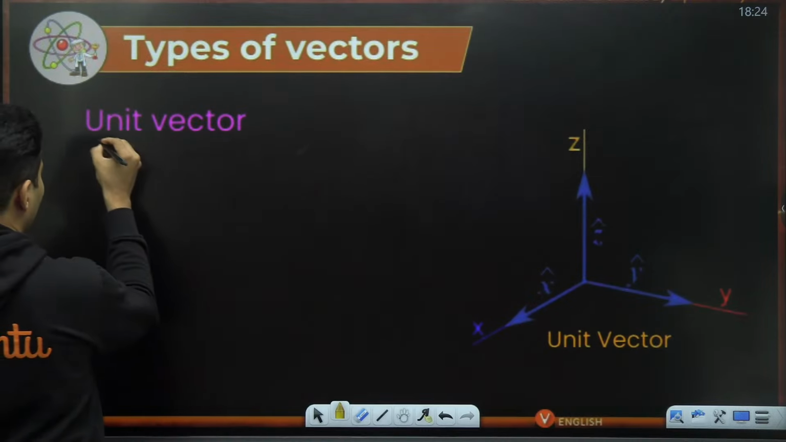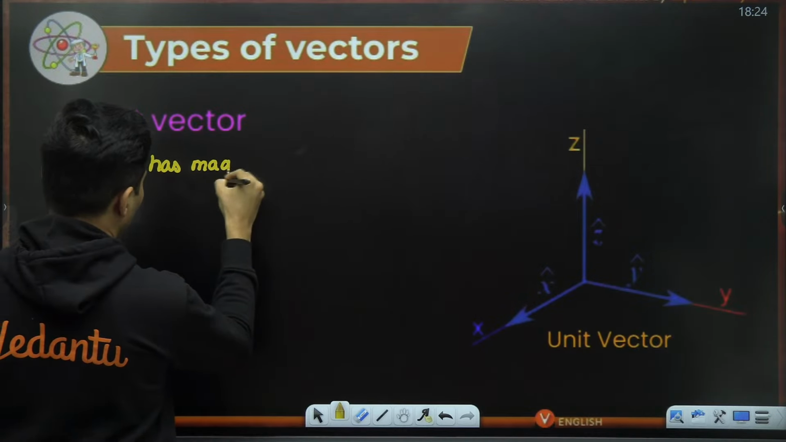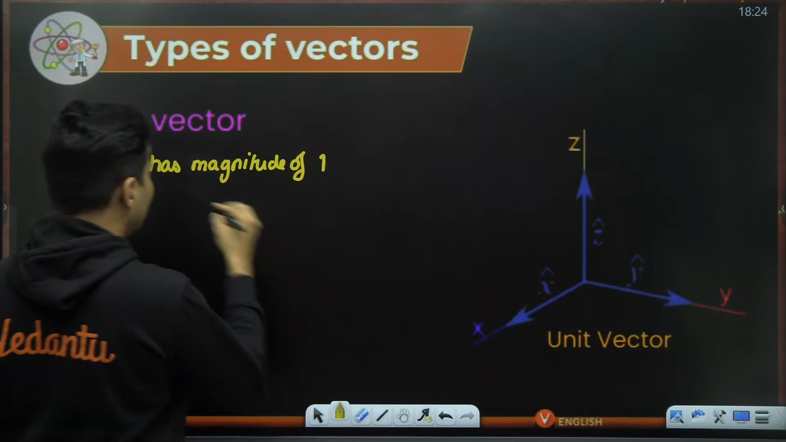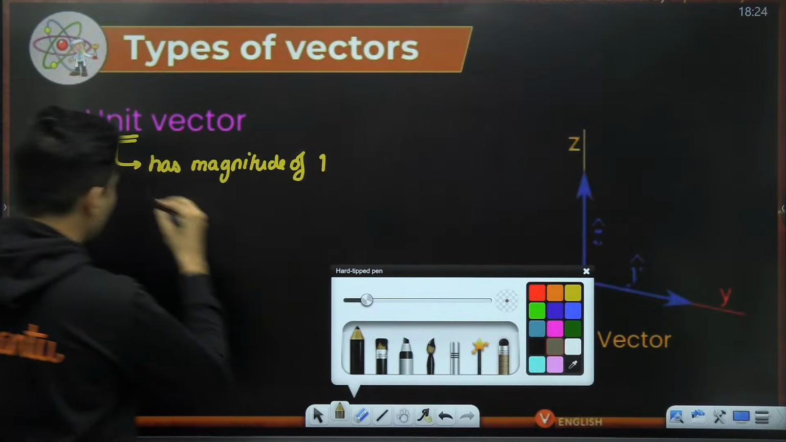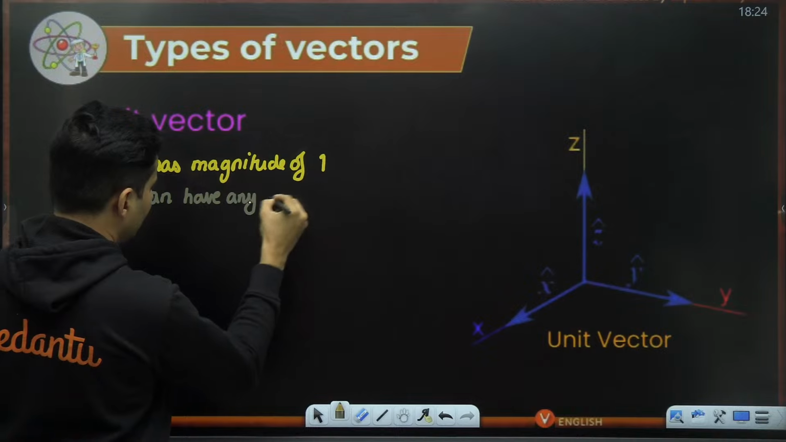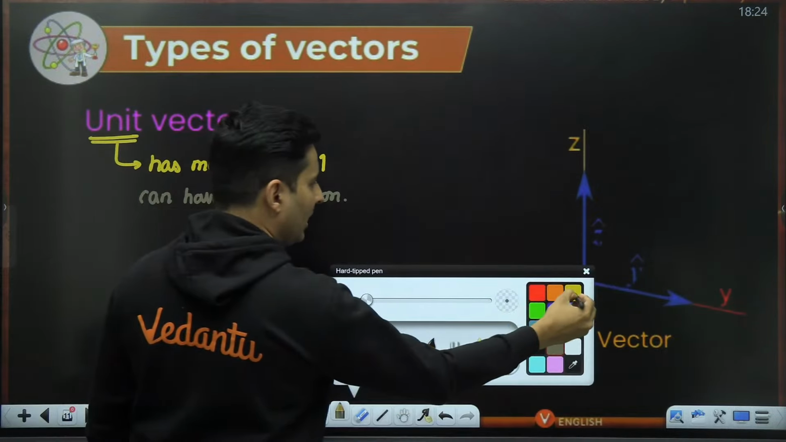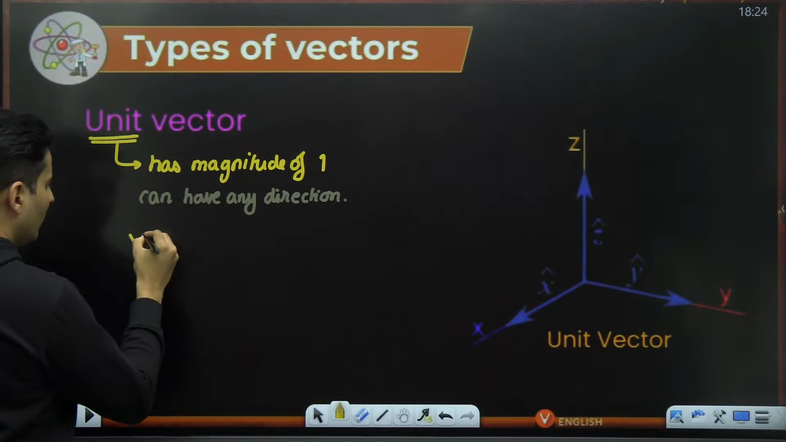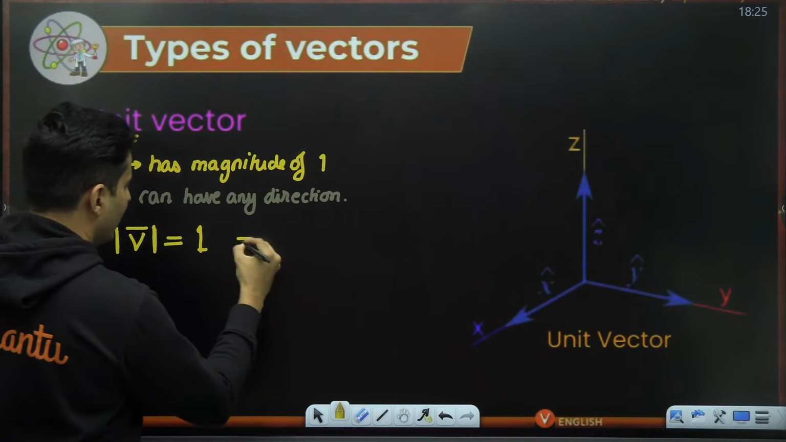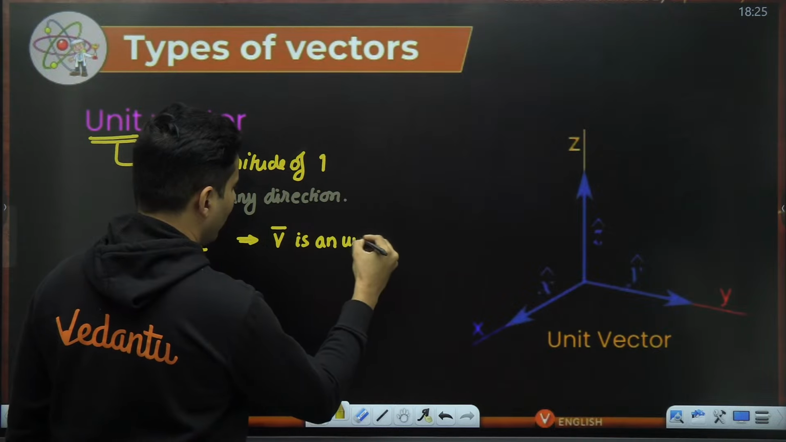So unit vector means it has a magnitude of 1. Direction can be anything. This is very, very important. It can have any direction, doesn't really matter as long as the magnitude is 1. Now, see guys, if I tell you vector v bar modulus is 1, then I can easily conclude v vector is a unit vector.